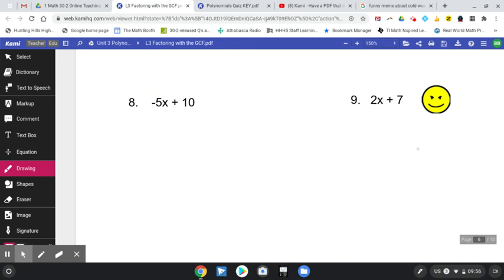Okay, number 8, there's one of those ones where the first term is negative. So instead of pulling out a 5, I'm pulling out a -5. And the other factor would be x minus 2. And then 9, a little bit of a tricky one here. 9 doesn't have a common factor. So this binomial cannot be factored.